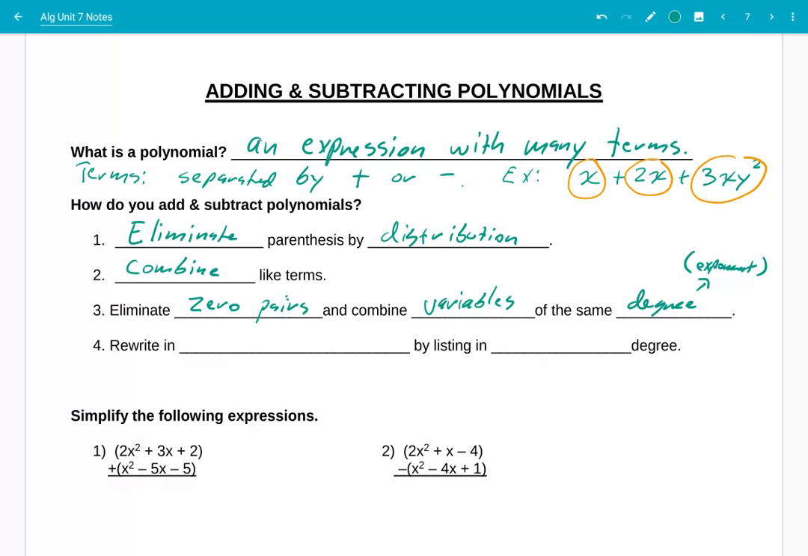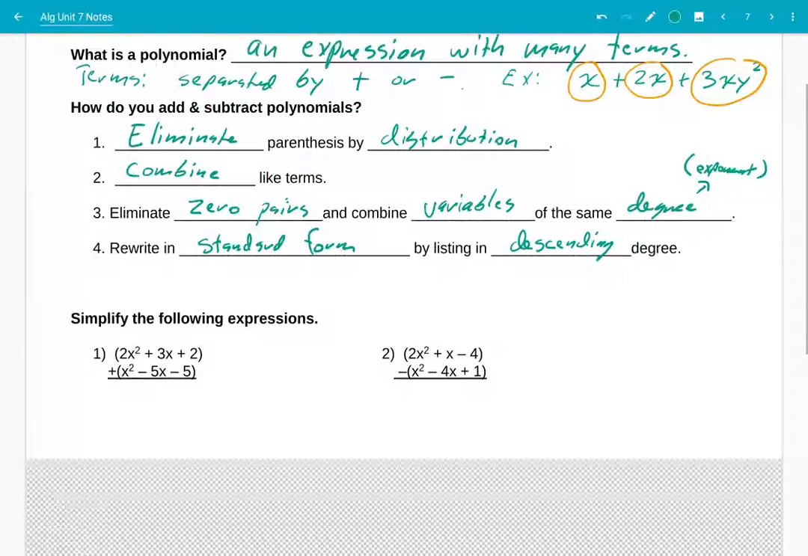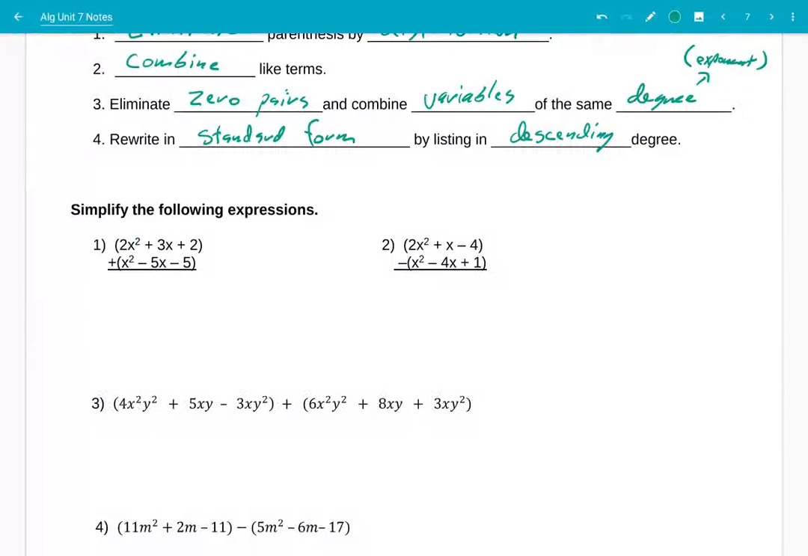Then we're going to rewrite it in what we call standard form by listing everything in descending degree. So you start with the highest degree and you go down. So here's what we mean. Let's simplify some of these.